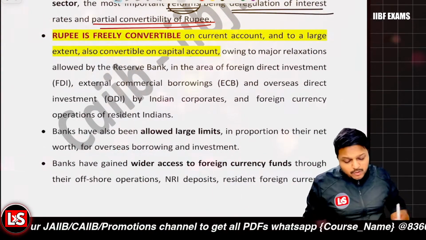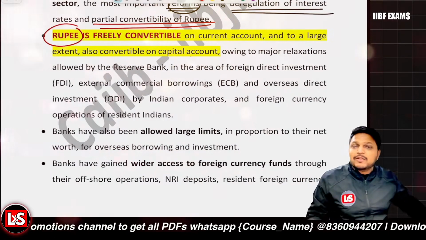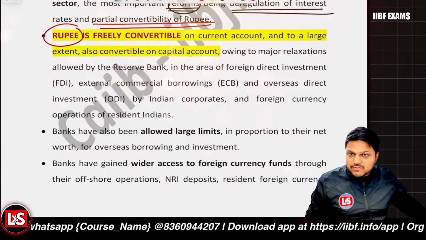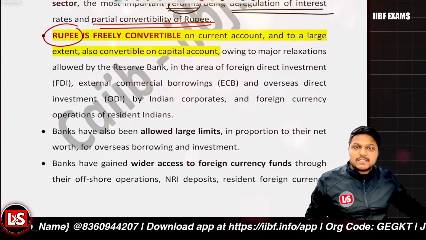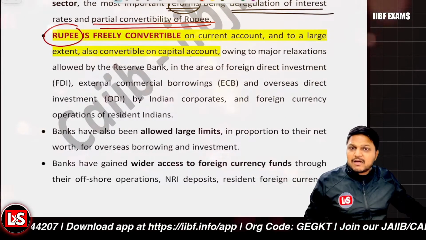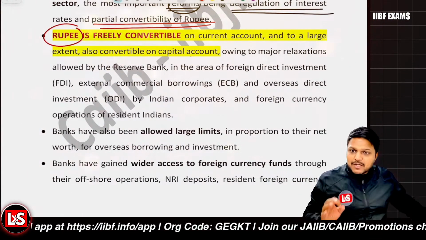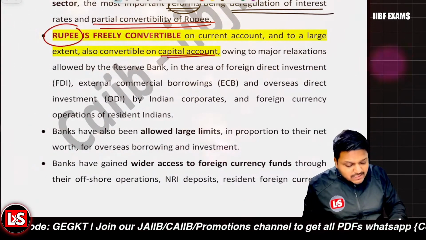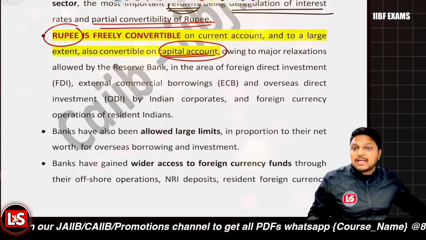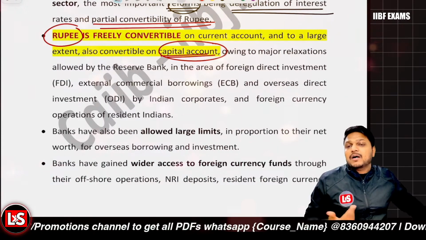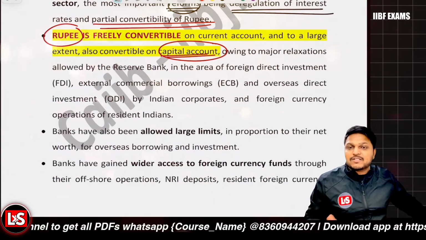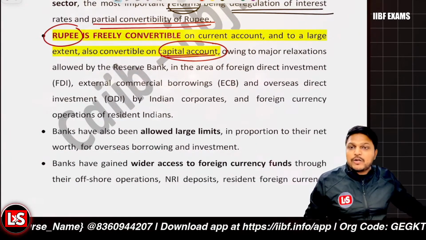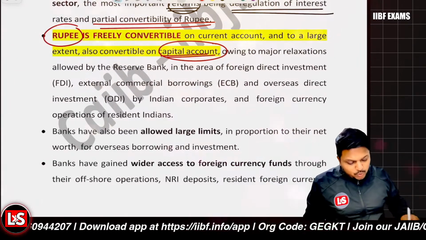The Indian rupee is fully convertible for current account transactions, like day-to-day transactions, trade transactions, business transactions, or if you want to send money for medical or education purposes. Those are all covered under current account transactions, and for these the Indian rupee is fully convertible. For capital account transactions, it is only partially convertible, allowed for FDI purposes, through ECB, that is external commercial borrowings, or ODI, overseas direct investments. So it's allowed through those, right?